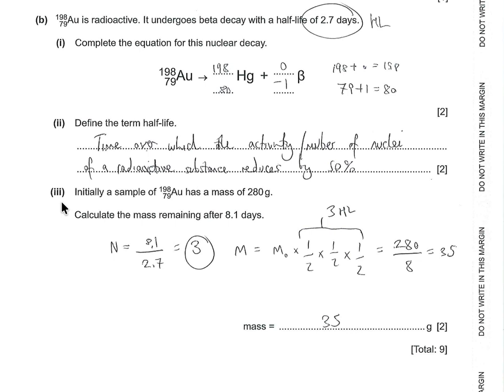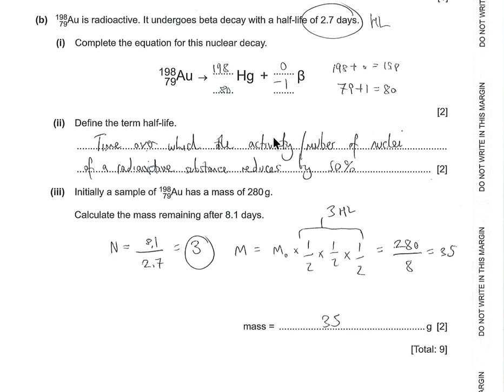Now, the next question, again, is a classic question about determining how much of something is left. We are told that we have a sample with a mass of 280, and we're told the mass after 8.1 days. And this is where we're going to use that half-life, finally. The information which was given at the beginning is finally used here. We've got 8.1, and we've got a half-life of 2.7. Those of you who can do maths know 8.1 divided by 2.7 is 3. That means there are 3 half-lives.